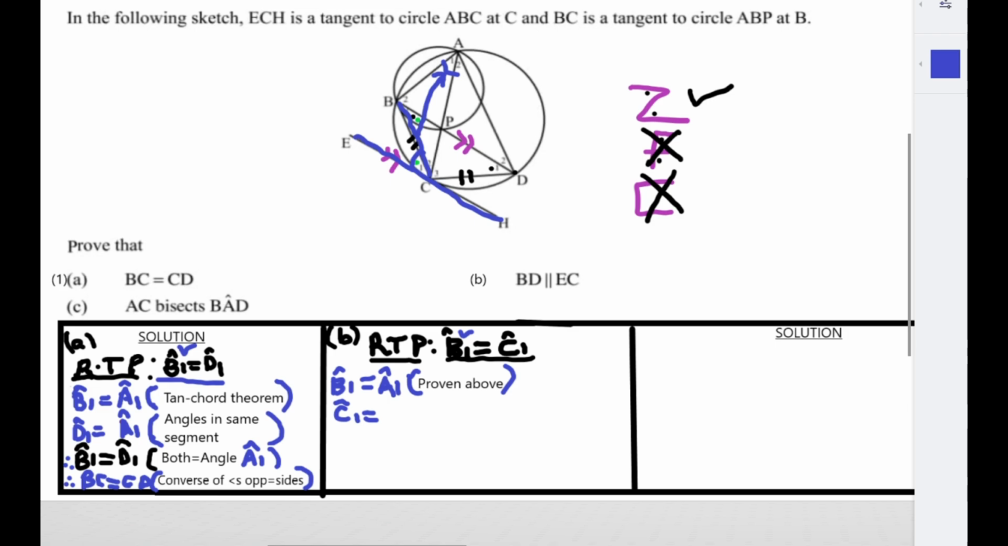Simple, right? Can you see how to deal with the Tanner-Chord theorem? That's how you deal with the Tanner-Chord theorem. Now, can you see that angle B1 is equal to angle A1, and also angle C1 is equal to angle A1? Both of them are equal to angle A1.